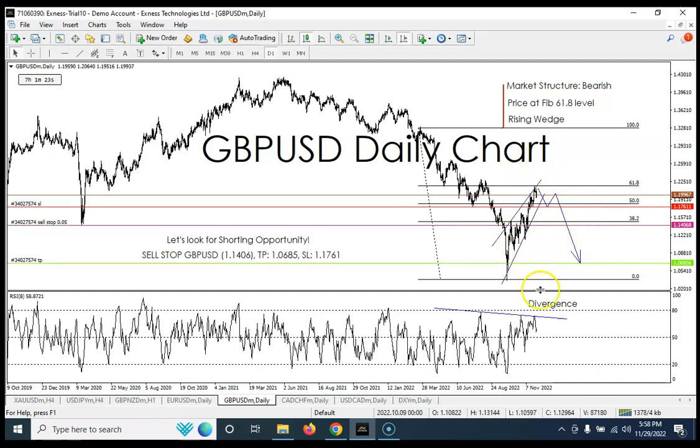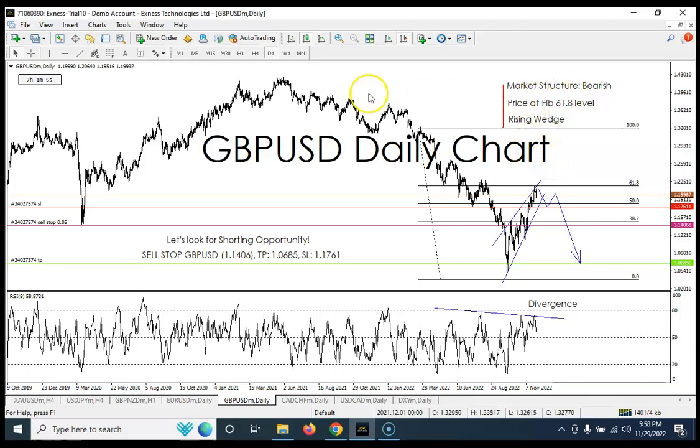Now, first of all, we saw that there's a divergence here, looking at the RSI and what price is currently doing. Price is making higher highs and higher lows, while the RSI is making lower highs and lower lows. So that's a divergence.